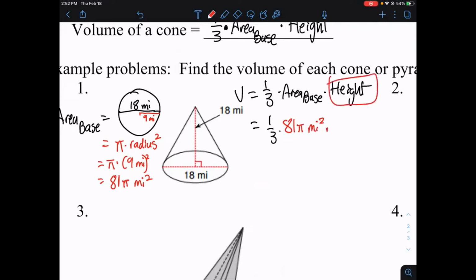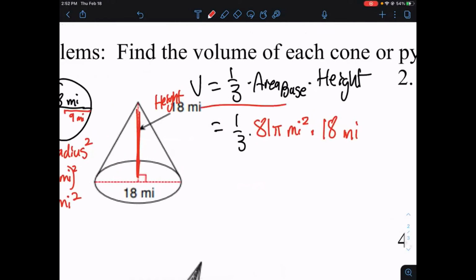And then we still need to know the height. Again, the base and the height need to be at a right angle. So in this case, we can see the height is this other 18. So again, we started with the formula, we calculated the area of the base separately, then we took the height from the diagram. You only do the 1/3 once. You don't do 1/3 times the 81 and the 18. You don't distribute because there's no plus or minus.